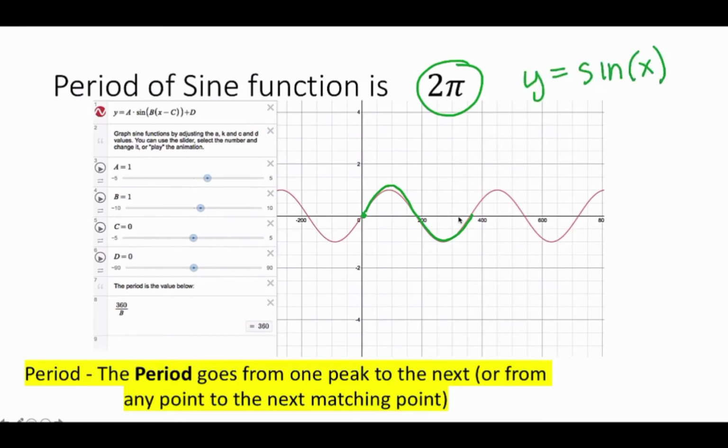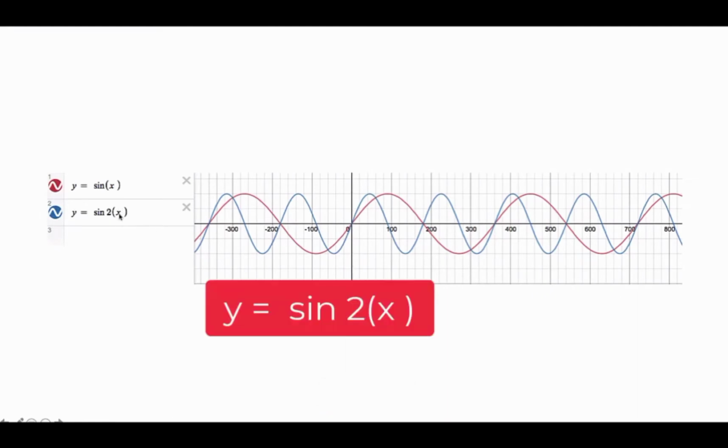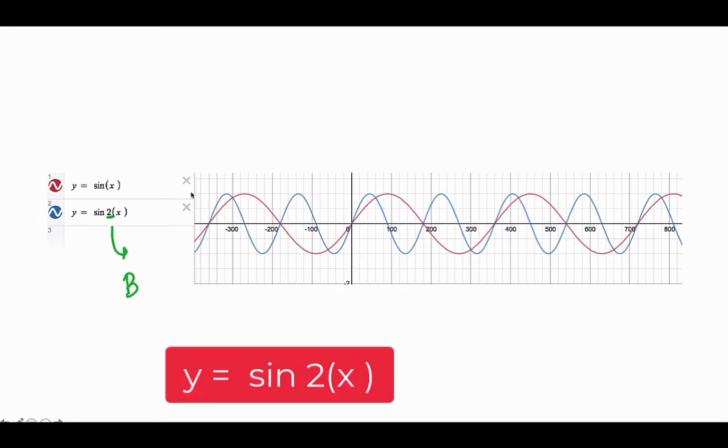But this period will be affected if there's a number that is inserted between the sine and this x. Now, what is the effect of this number that is inserted between the sine function and the variable x? Instead of having sine x, we now have here sine of 2x. And this 2 is the letter b in our formula. Now, let's look first at the red graph. So from this point to that point, we have 360 degrees. 360 degrees is the period of the sine function.